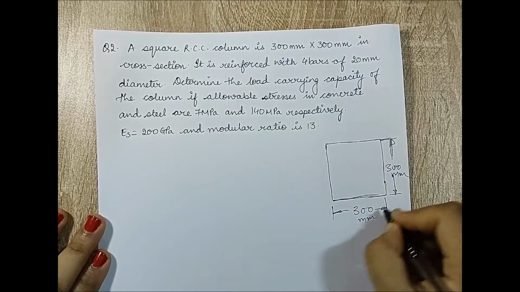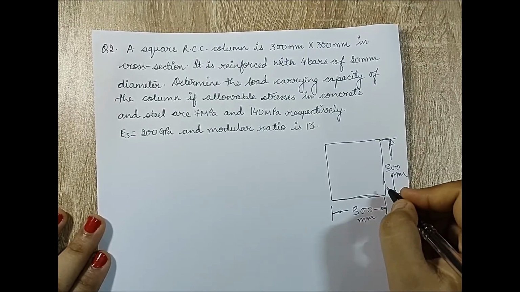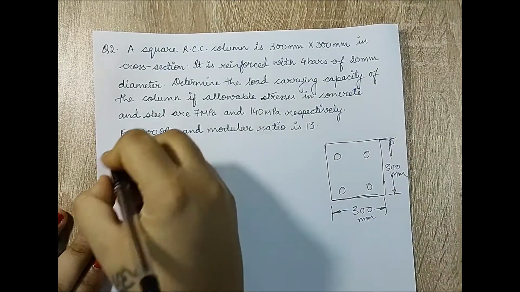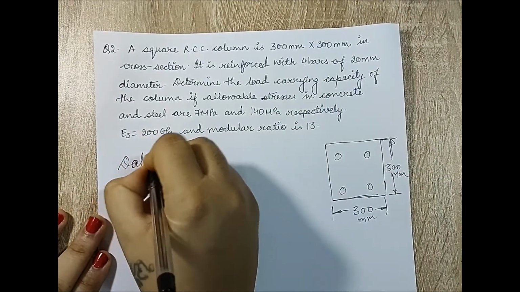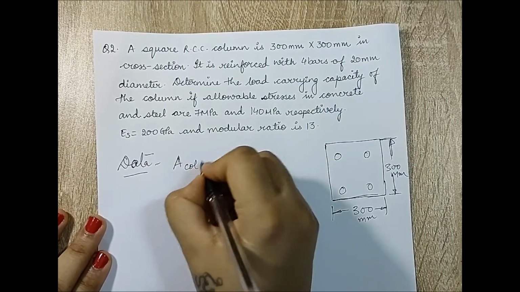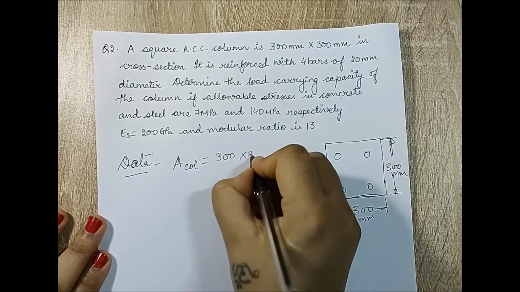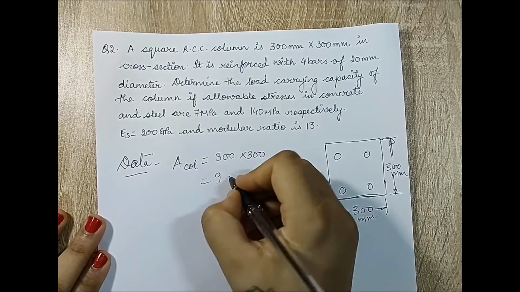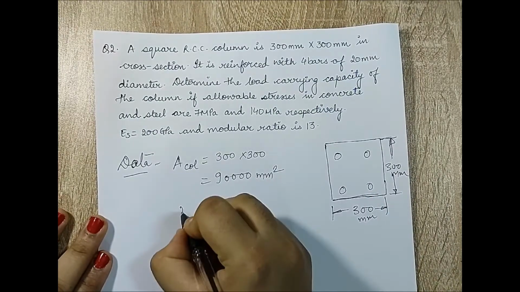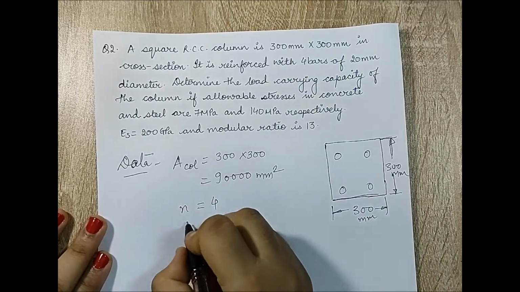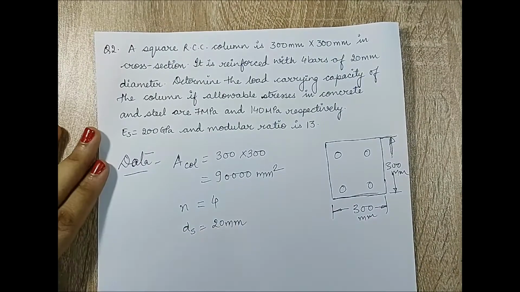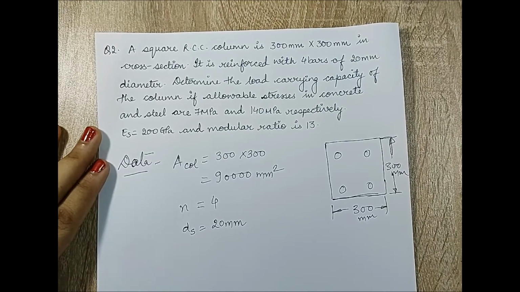In mm. It is reinforced with 4 bars of 20 mm diameter. So now there are 4. I'll just jot down the data. I'll write down area of column is 300 by 300, which is 90,000 mm square, and I have N as 4 bars. I have its diameter as 20 mm. Determine the load carrying capacity of the column, which means I need to find the value of P.